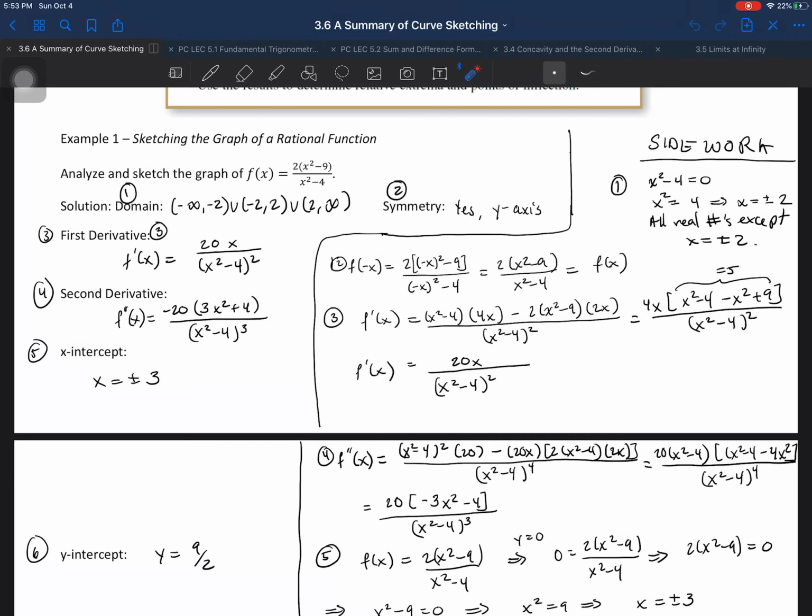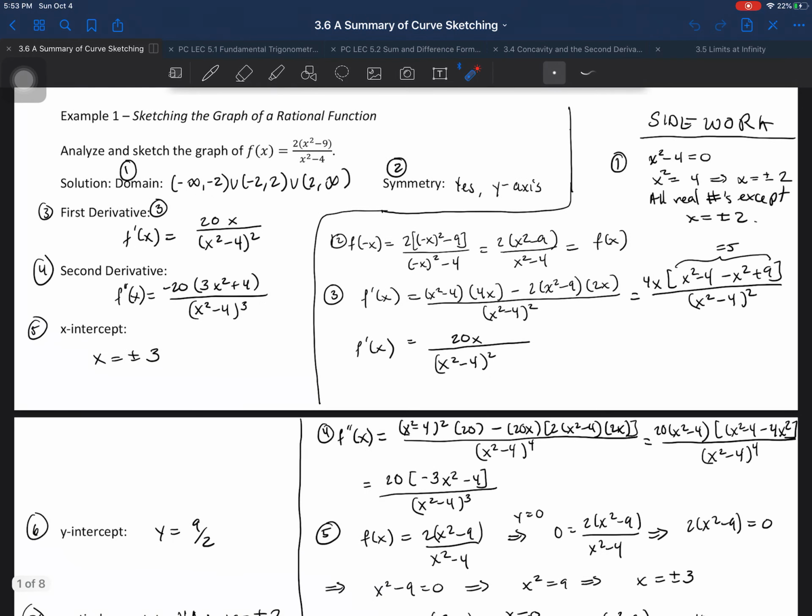Now our next goal is to find the derivative. You've done this so many times. The derivative is going to be 20x over (x squared minus 4) squared. How did we do that? Well, we look at the original function and we did the quotient rule: low d high, derivative of the high is going to be 2x times 2, so it'll be 4x, minus high d low, derivative of the low is 2x, square the bottom, and there you go.